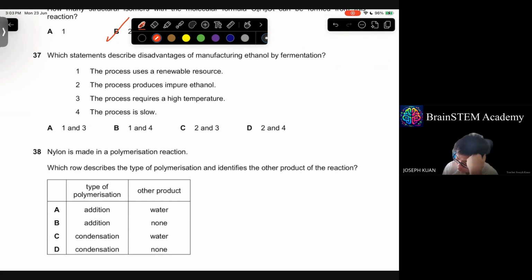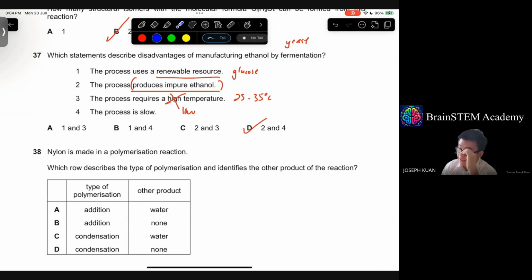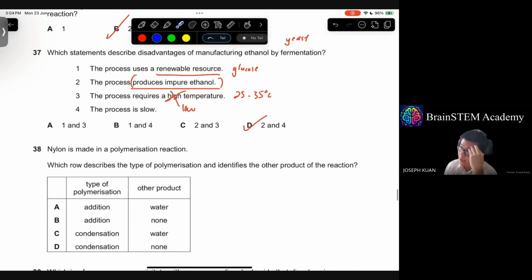37. Which statements describe disadvantages of manufacturing ethanol by fermentation? So one is actually a benefit. We use glucose to manufacture ethanol by fermentation. And 2, it does produce impure ethanol because the yeast used will produce lots of waste products, so it's impure. So there is a disadvantage. And 3, the process requires a high temperature, which is wrong. It is carried out at 25 to 35 degrees Celsius. So the answer is 2 and 4. The reaction is slower than the catalytic addition of steam to ethene molecules.